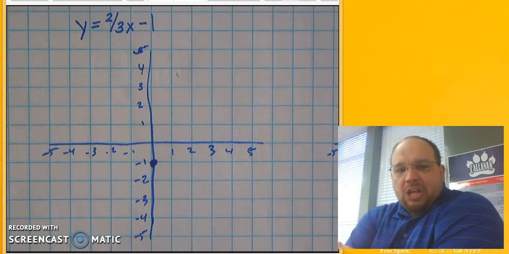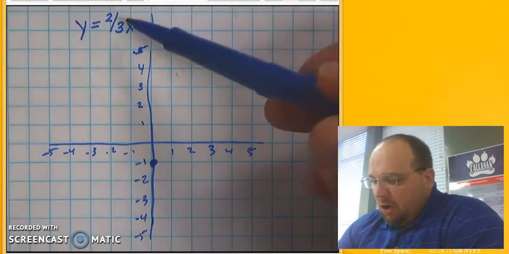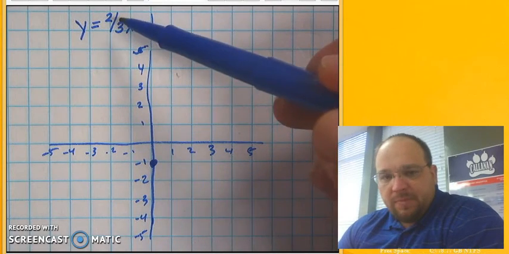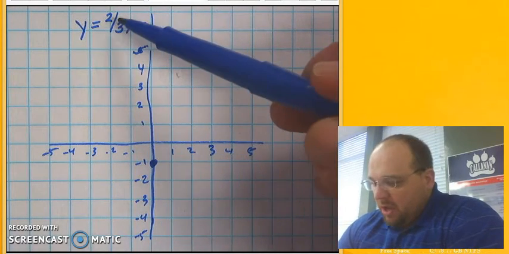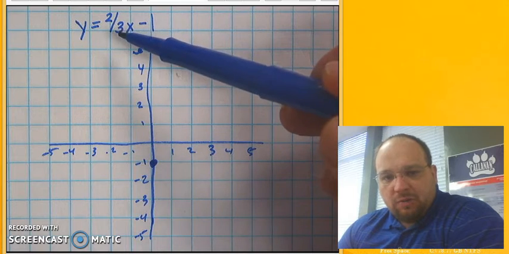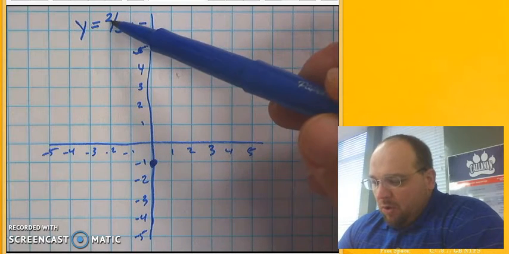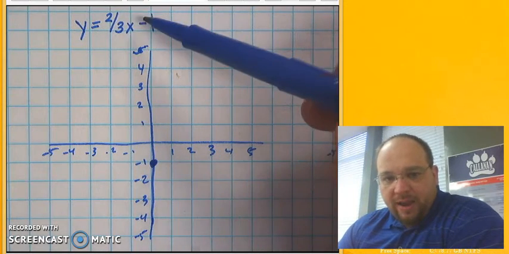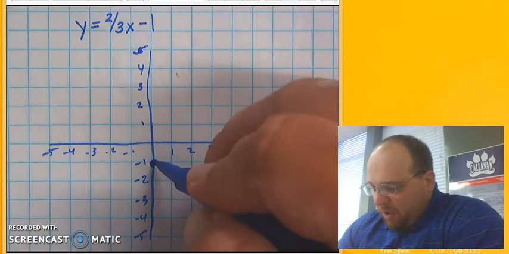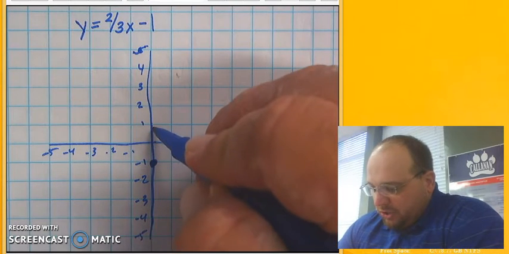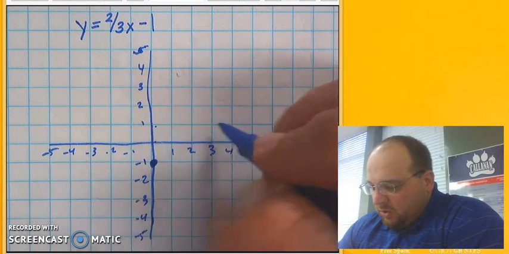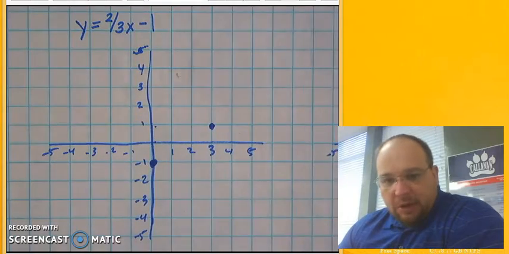And so what I do is I take a look at my slope. Again, my slope is here in front of the x. This is the m in the slope-intercept form equation. And my slope in this problem is going to be 2/3. So what that means is I'm going to go up 2 and right 3. I'm going to start at this point, go up 2, 1, 2, and go right 3, 1, 2, 3. That's how I get that point.